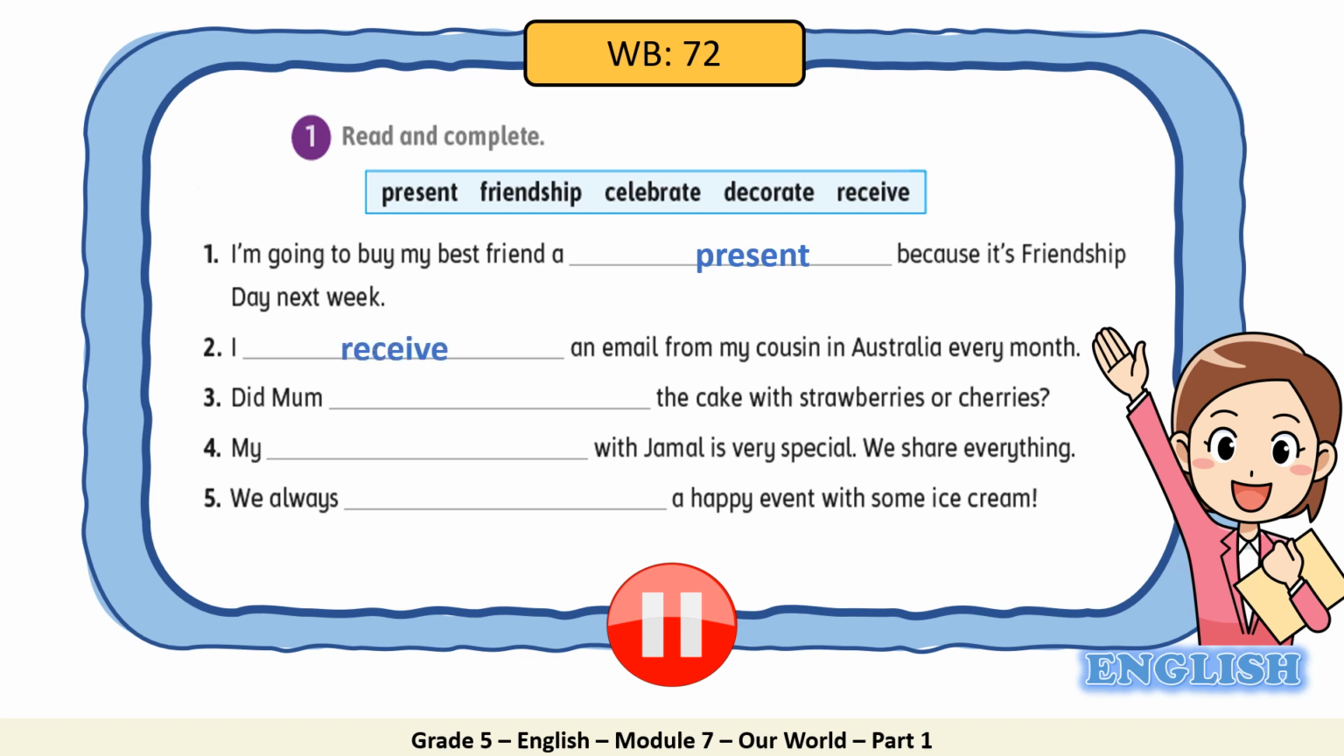I receive an email from my cousin in Australia every month. Number 3. Did Mom decorate the cake with strawberries or cherries? Number 4. My friendship with Jamal is very special. We share everything. Number 5. We always celebrate a happy event with some ice cream. Did you check all the answers? Good job!